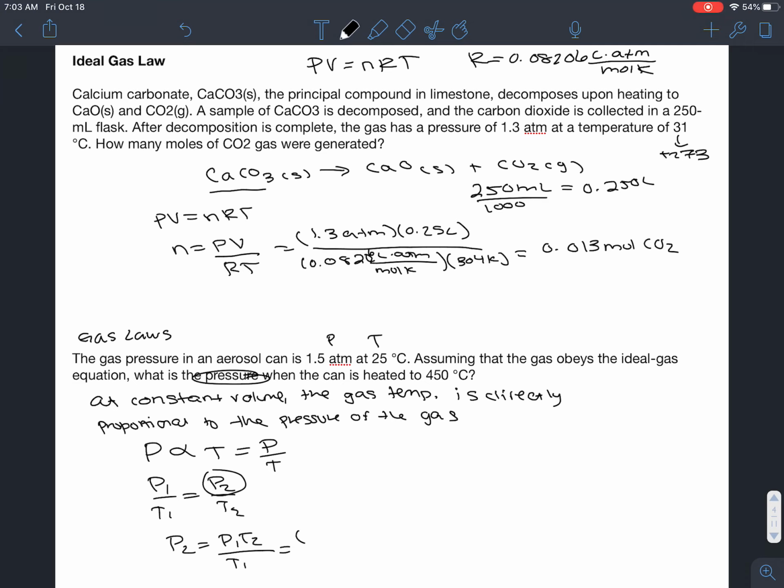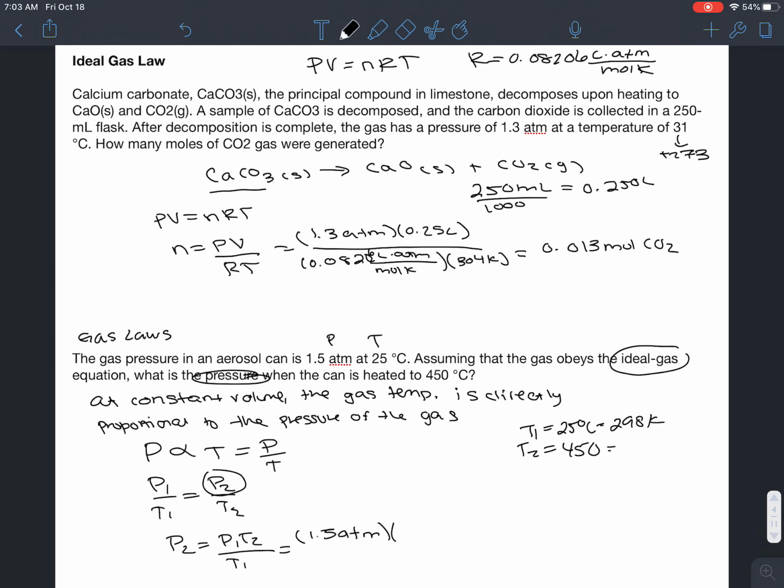So I have 1.5 atm times my second temperature, 450 degrees Celsius. Now, since this obeys the ideal gas law, it's good to convert your temperatures to Kelvin, so 25 degrees Celsius, because of the gas constant. Even though you're not using it, it relates to the ideal gas law. So it's good to always just convert to the units of the gas constant.